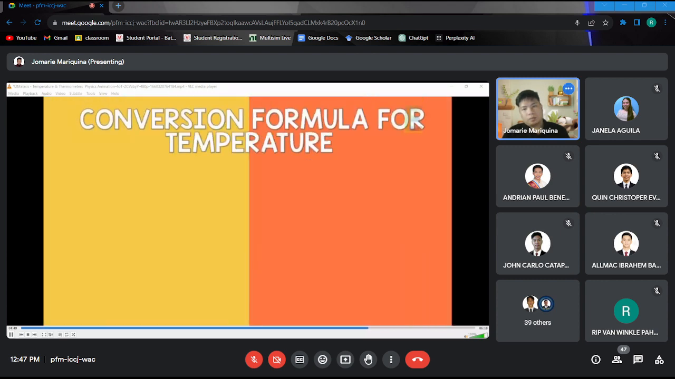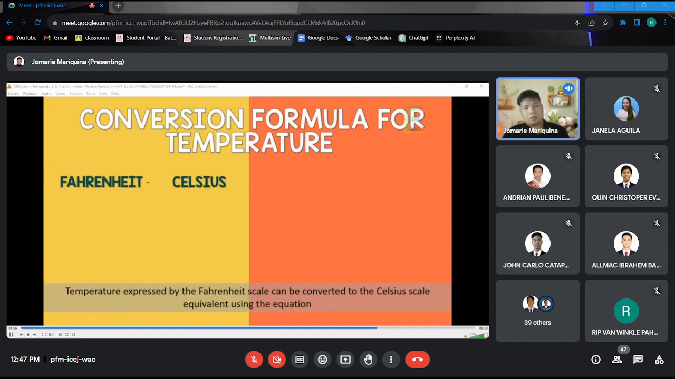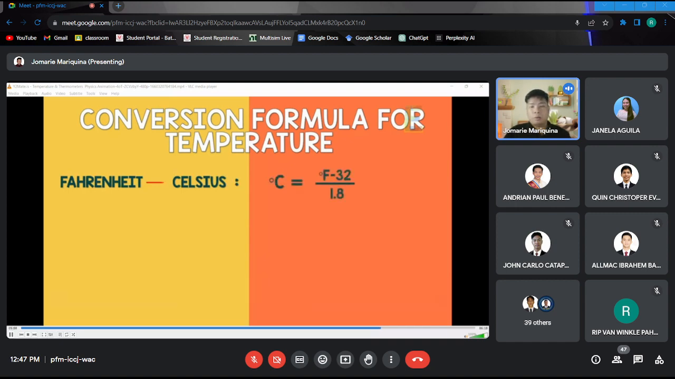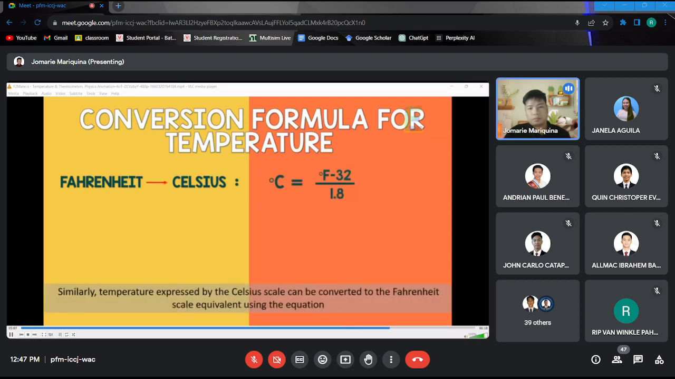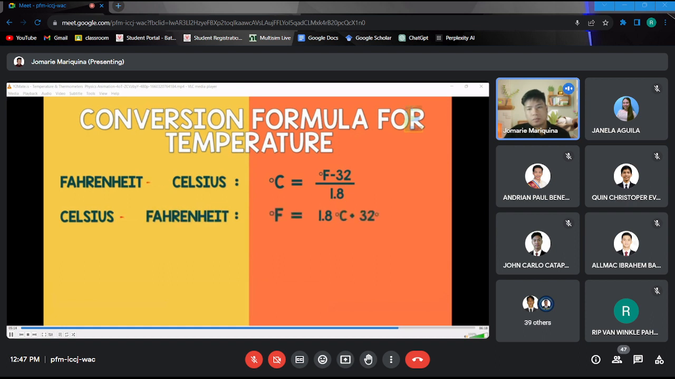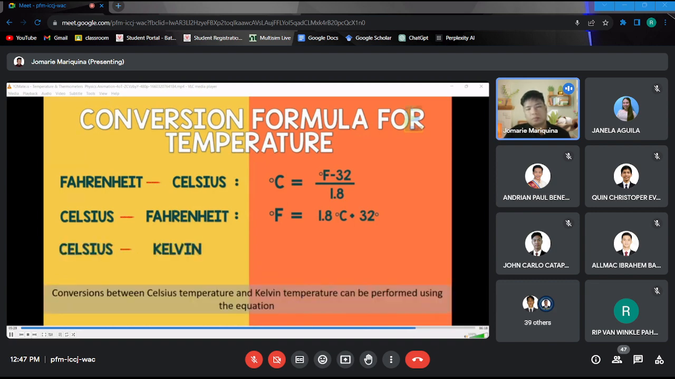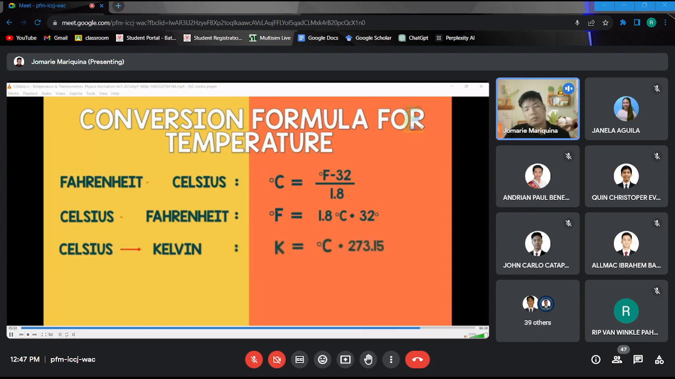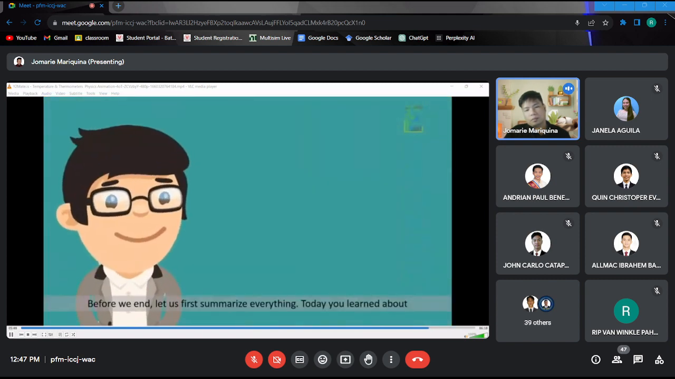The conversion formula for temperature is as follows. Temperature expressed by the Fahrenheit scale can be converted to the Celsius scale equivalent using the equation degrees Celsius is equal to degrees Fahrenheit minus 32 degrees all over 1.8. Similarly, temperature expressed by the Celsius scale can be converted to the Fahrenheit scale equivalent using the equation degrees Fahrenheit is equal to 1.8 times degrees Celsius plus 32 degrees. Note that a degree Celsius is 1.8 times bigger than 1 degree Fahrenheit. Conversions between Celsius temperature and Kelvin temperature can be performed using the equation Kelvin is equal to degrees Celsius plus 273.15.